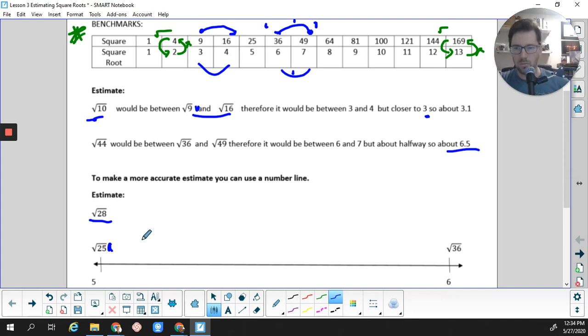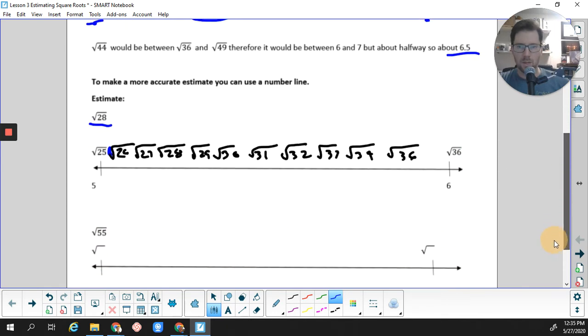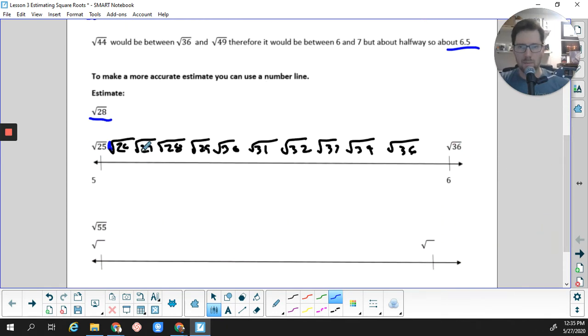So let's look a little more closely. If we had 25, we'd have 26, the square root of 26, square root of 27, square root of 28, square root of 29, square root of 30, square root of 31, square root of 32. You get the point, right? Square root of 33, square root of 34, square root of 35. Now, I didn't space these out perfectly in the number line, but that's okay. We're thinking more on the number of items in here than exact perfection.